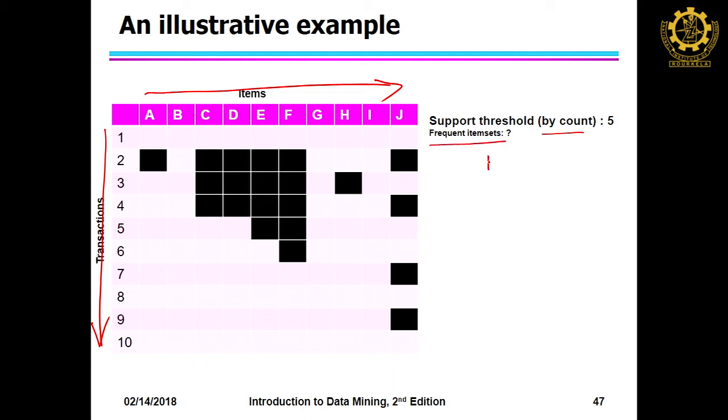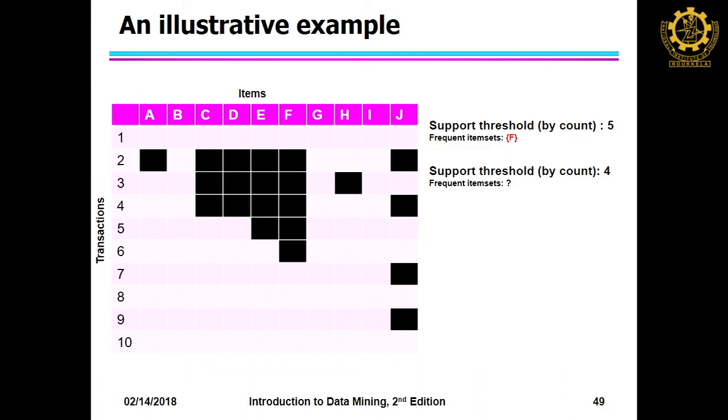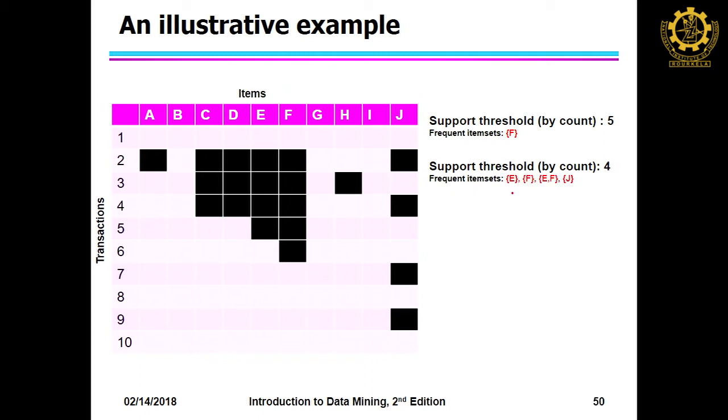F will be the frequent item set. Next, 1, 2, 3, 4. So, only F will be the frequent item set, right. Now the question is, if you reduce the count to 4, what will be the frequent item sets? E will be frequent, F will be frequent, J will be frequent, and that is not sufficient, EF also will be frequent, right.